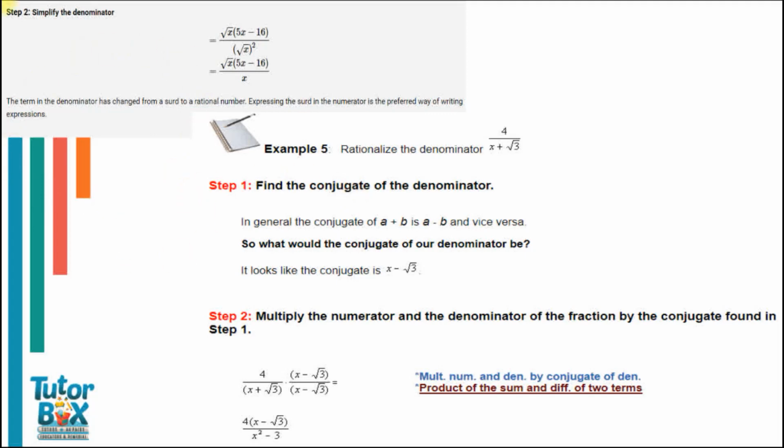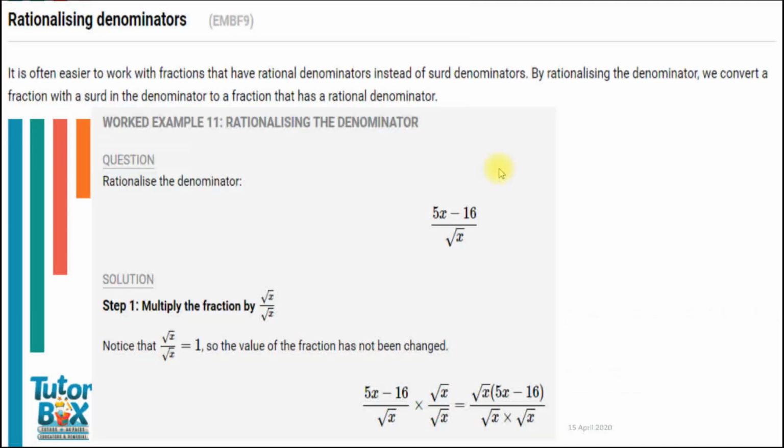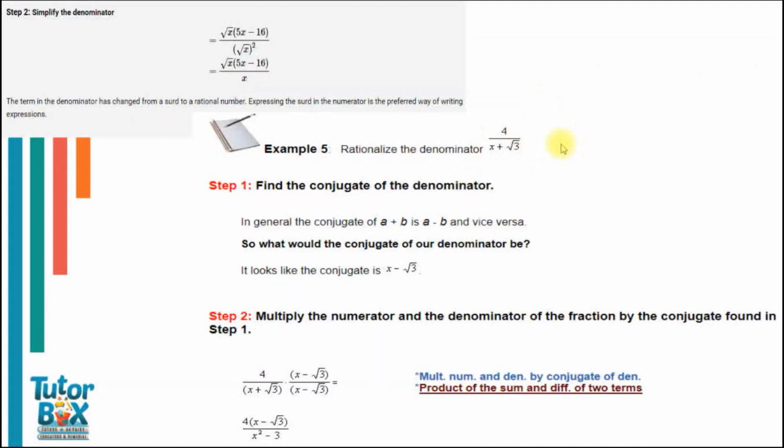Now let's look at another example that has 2 terms at the bottom. So this one had 1 term. See, it had 1 term, and now it's got 2 terms. So it says rationalize the denominator. Okay, so guys, for the ones that have 2 terms, this is what you do.